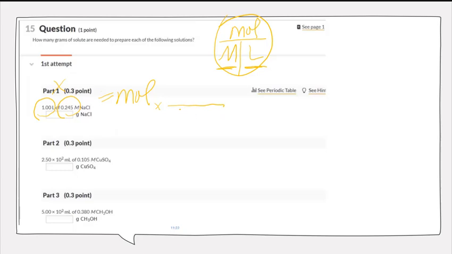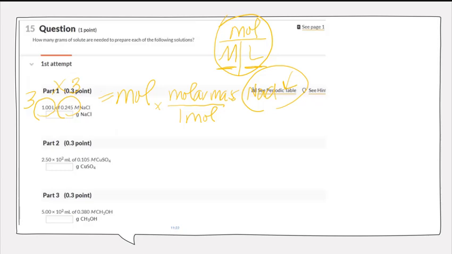So I need to look at the periodic table and figure out the molar mass of NaCl. And you can use this little tool right here, the periodic table, or use your paper periodic table to get grams of NaCl. And make sure that you're watching significant figures. For 1.00, that's 3 significant figures. And for 0.245, that's also 3 significant figures, so we want to end with 3.